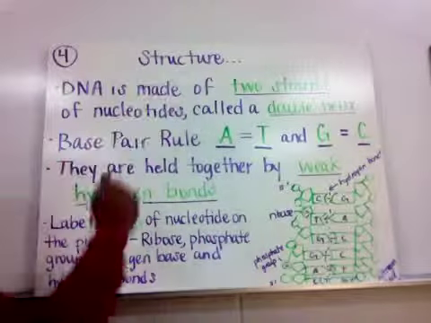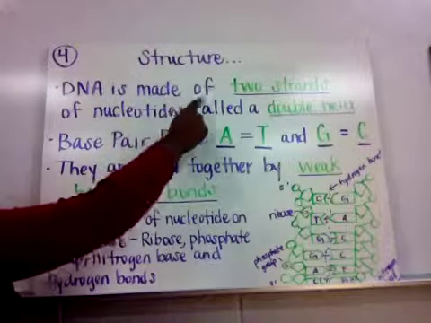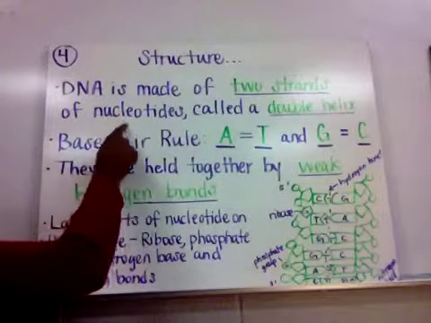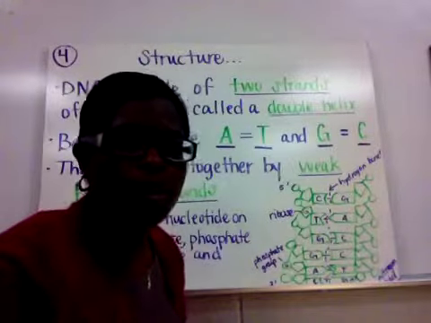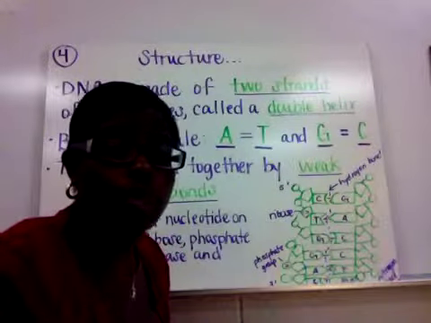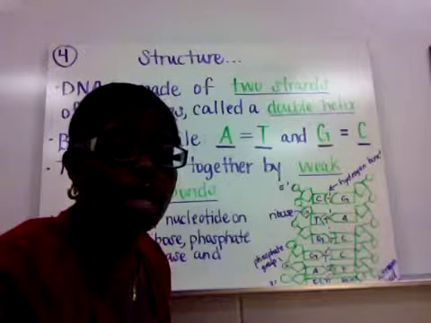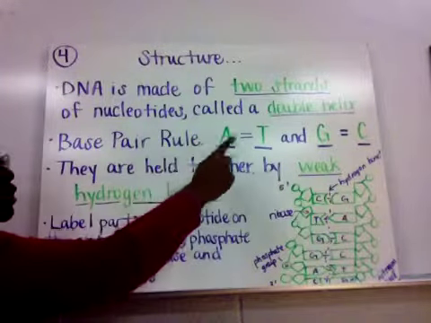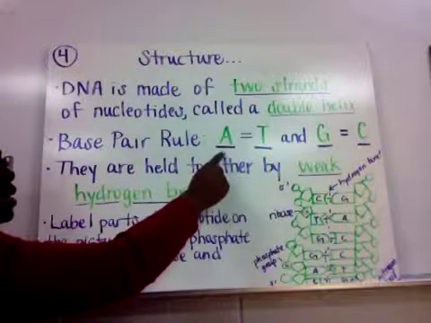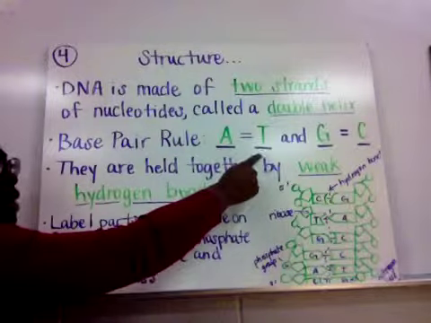So more about the structure of DNA. DNA is made of 2 strands of nucleotides. This is why it's called a double helix. So in your Brain Pop video, you may remember it also told you that a DNA molecule looks like a twisted ladder. The base pair rule, this is important. You need to remember that A, which is adenine, is always going to pair with T, which is thymine.